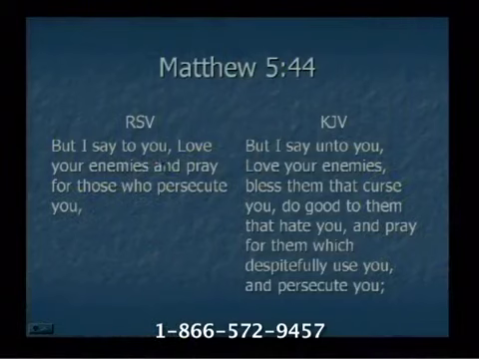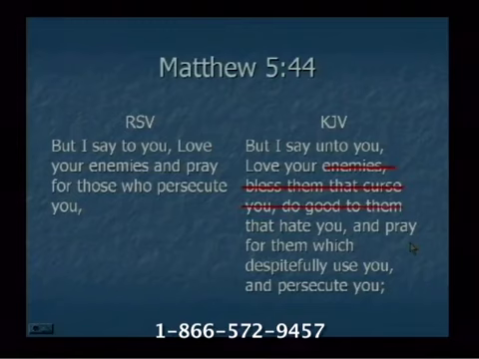Matthew 5:44, but I say to you, love your enemies and pray for those who persecute you. Revised Standard Version. King James Version: But I say unto you, love your enemies, bless them that curse you, do good to them that hate you, and pray for them which despitefully use you and persecute you. Well, let's just take that out. And then we don't have a full story anymore.